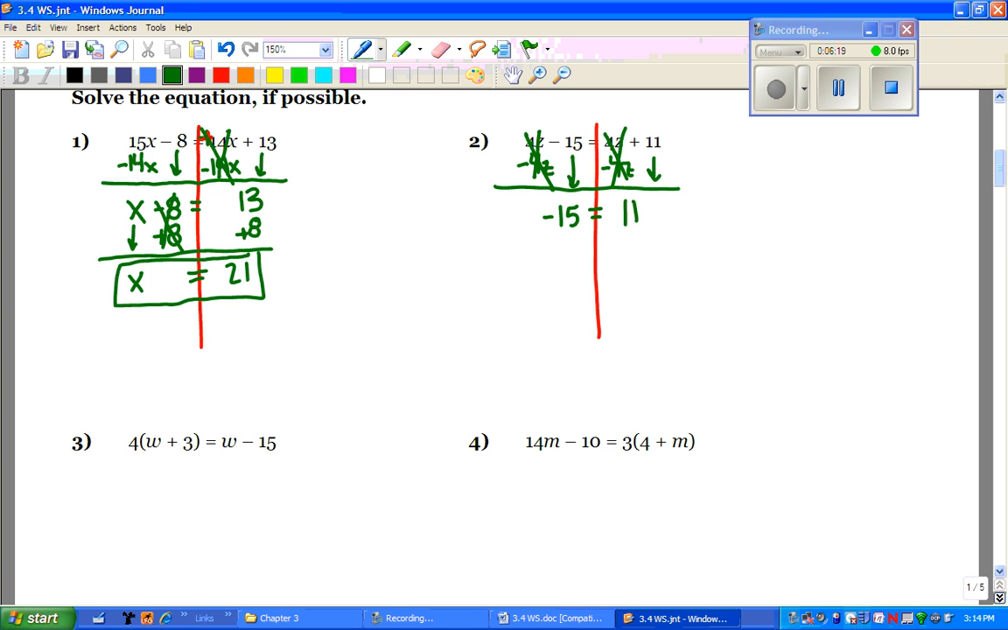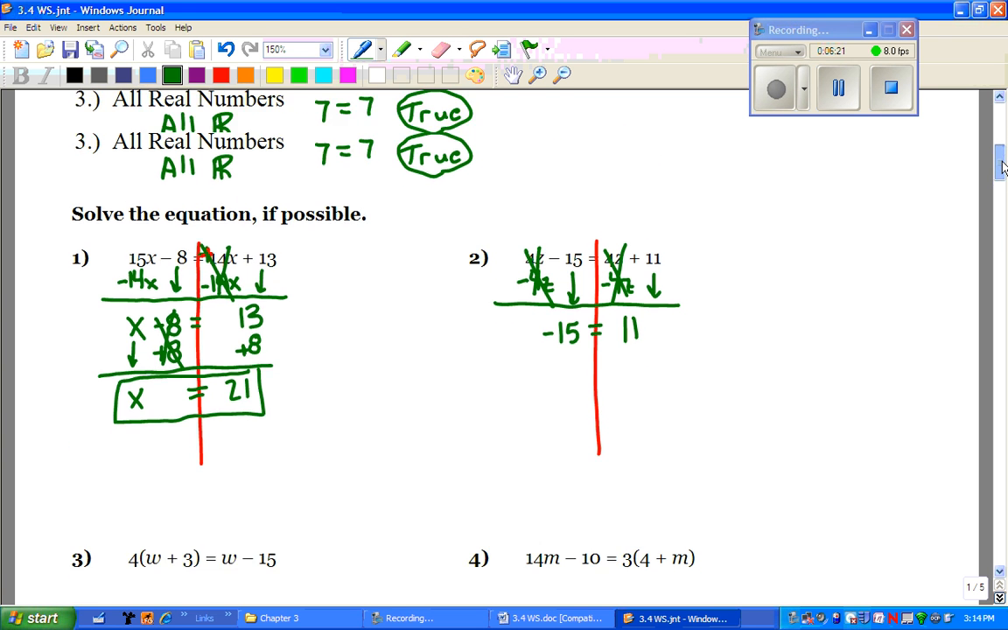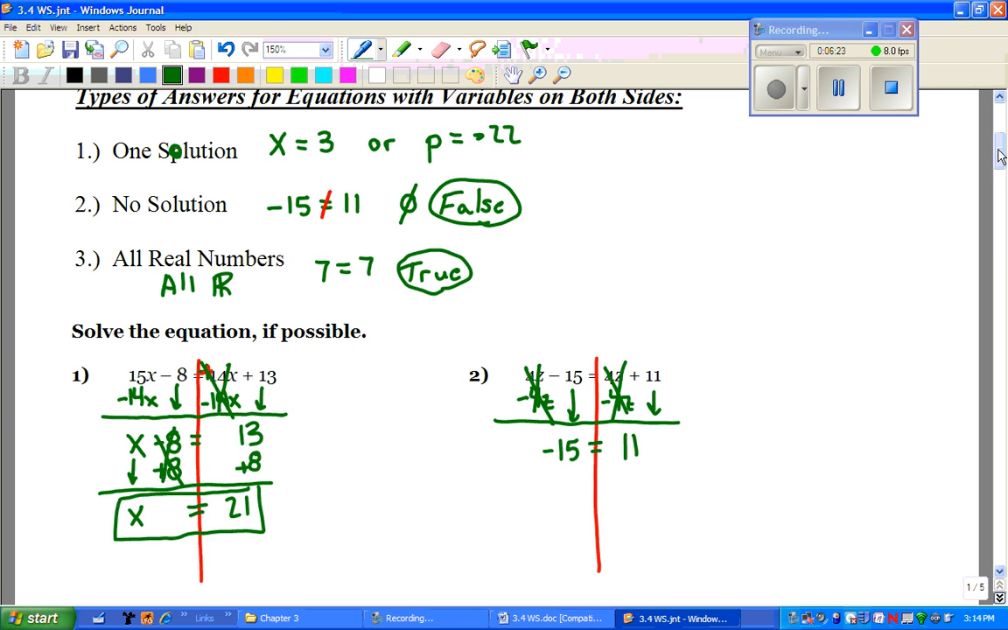If we go back up here to my choices, negative 15 does not equal 11. That is not a true equation there. This is false. So the answer to this one actually comes out to be no solution. There is absolutely no number that we could put into this equation that would make the left-hand side equal the right-hand side.